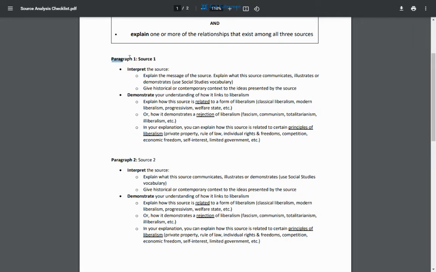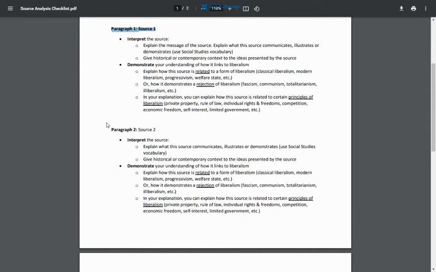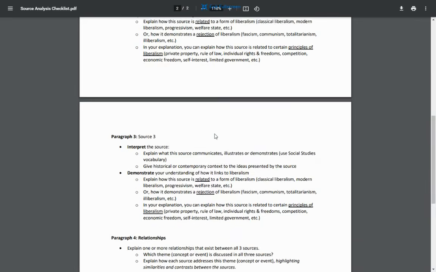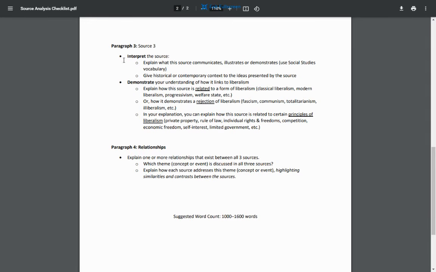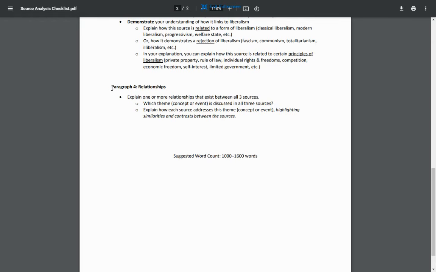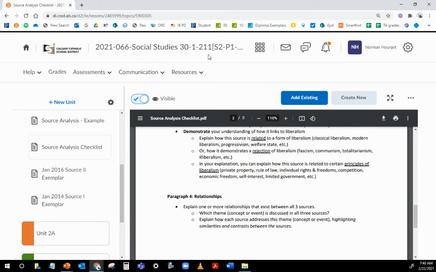You can see paragraph number 1, in which you interpret source 1. Here's what I suggest you write about. Then paragraph number 2, same thing, only on source 2. Paragraph number 3, you do the same thing, only on source 3. And lastly, for paragraph 4, here's what I recommend you do for the relationships paragraph, the last paragraph. You can use that when you're doing your source analysis this week.